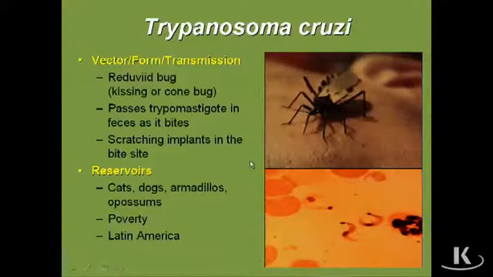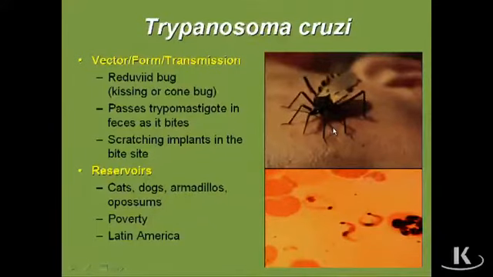So again, you've got these listed in tables, and I'm going to go down the table, first starting with Trypanosoma cruzi, which is probably, of all of these hemoflagellates, the most high yield. All right? Now, you have to know the vector. In this case, the vector is called the reduviid bug, and here's an image of the reduviid bug. It is also sometimes called the kissing bug or the cone bug.